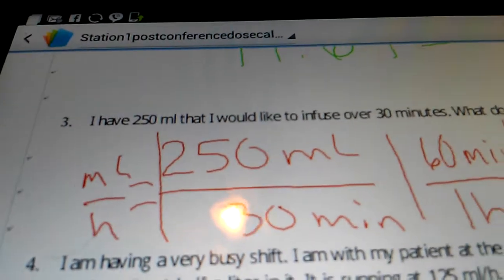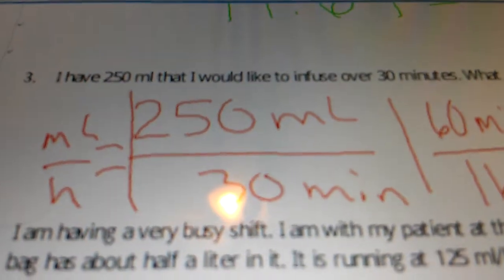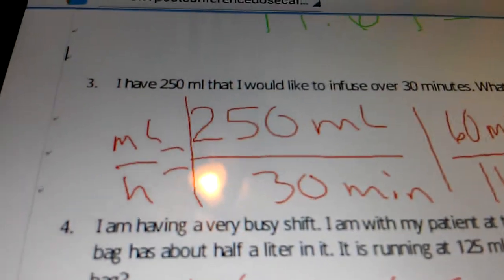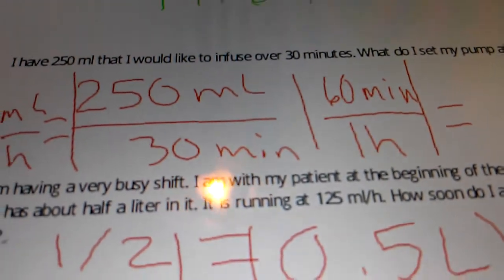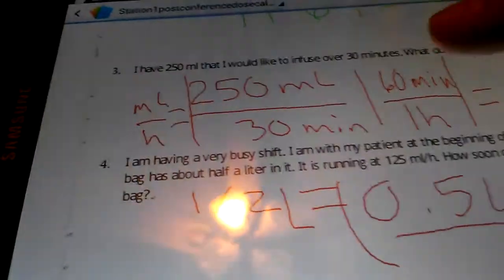This next one, I have 250 mils that I would like to infuse over 30 minutes. What do I set my pump for? So again, my question is mils per hour, and I know I have a rate of 250 mils in 30 minutes. I need to convert that to mils per hour.